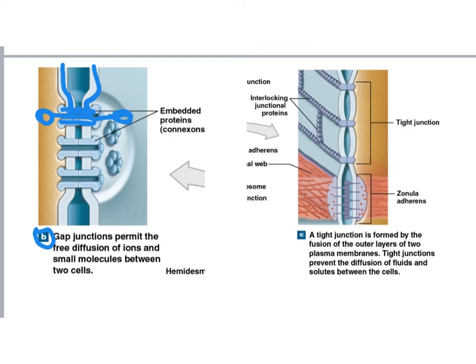However, sometimes we need a junction that's much tighter that won't even allow anything to pass in between, and that would be our tight junctions here. They bring the cells so close that water molecules, for example, trying to get through would not be able to because the junction is so tight.